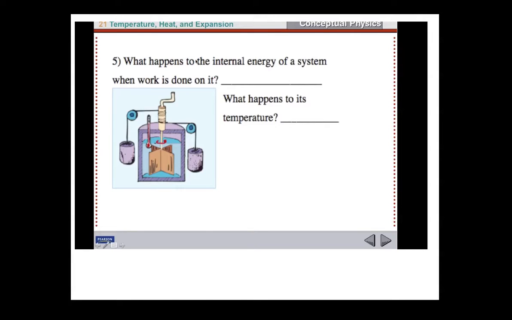Checking for understanding. What happens to the internal energy of a system when work is done on it? Increases. And then you know that the internal energy of a system increases, then what happens with the temperature? Okay, increasing. The work is because we have changed the kinetic energy. That means increasing the kinetic energy, then the temperature is going to increase.